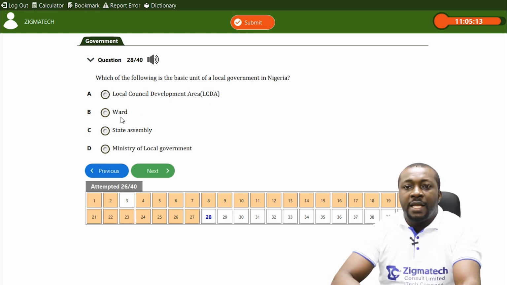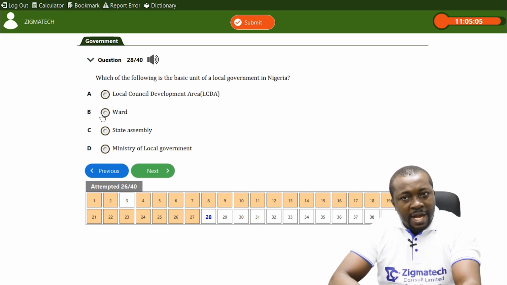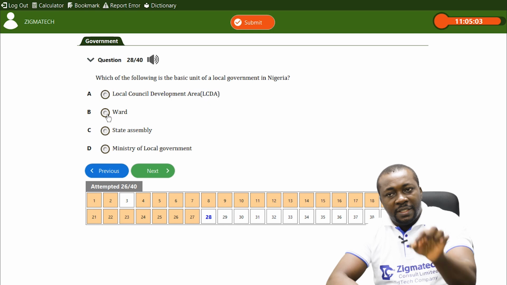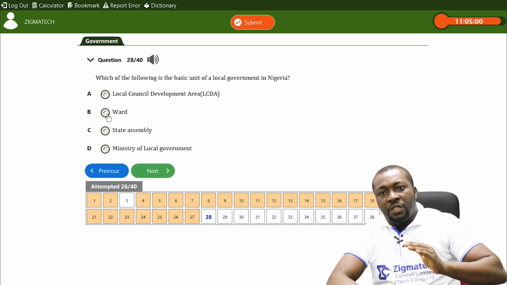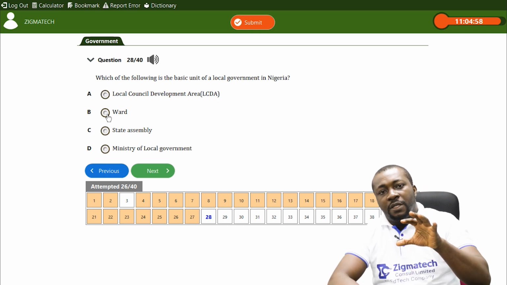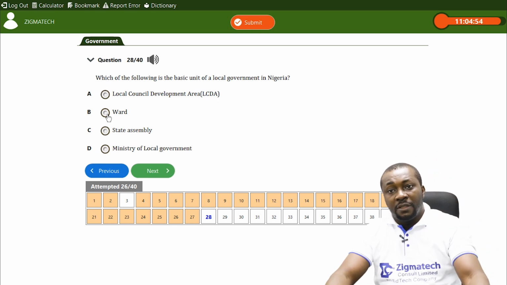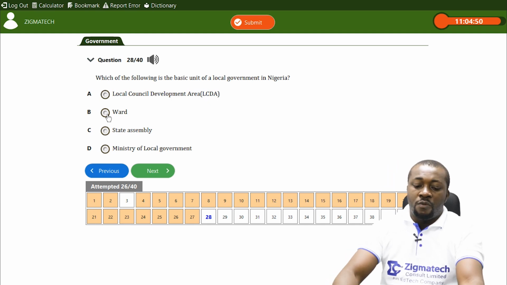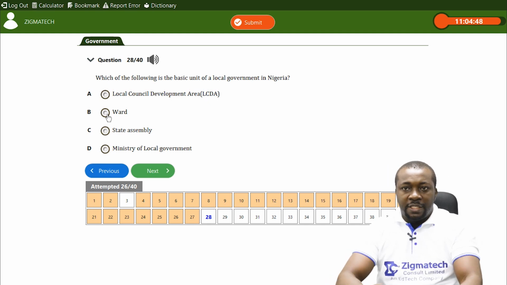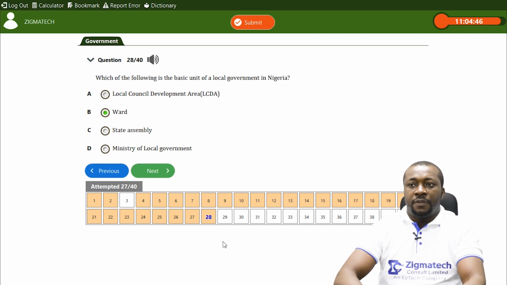Rather, the answer is ward. Remember, members of the local government council represent wards. They are elected by their wards. So the basic unit of local government is ward. The basic unit of a state in Nigeria is local government. The basic unit of local government is ward. You talk about ward one, ward two of this. So that's the basic unit of local government.